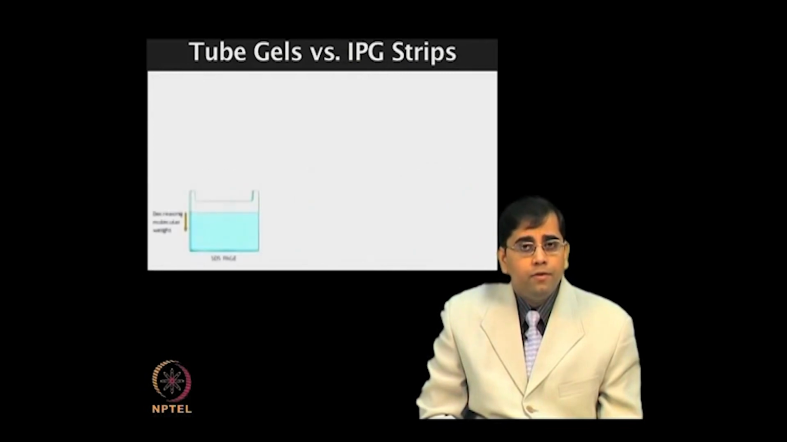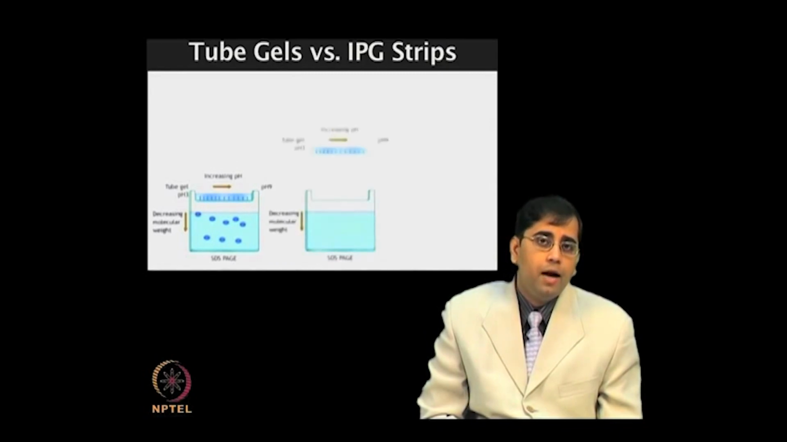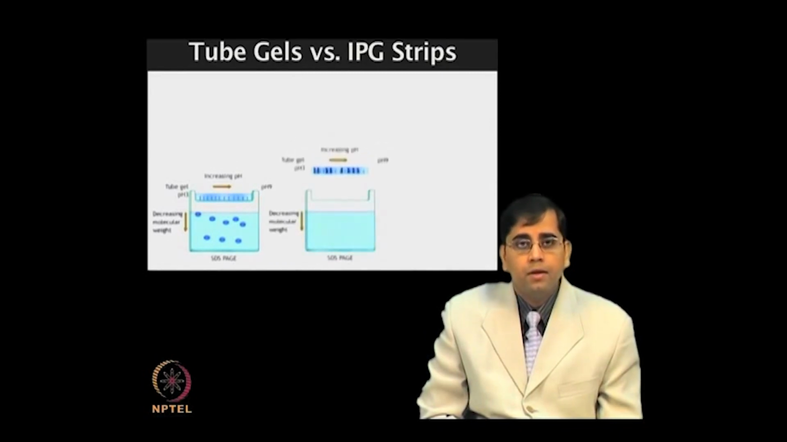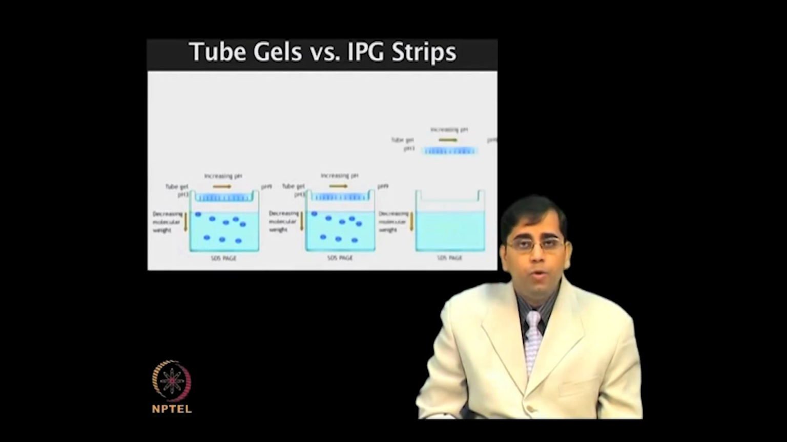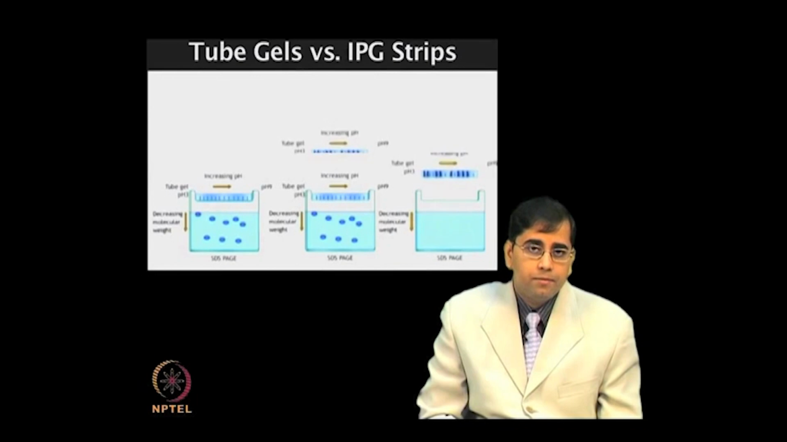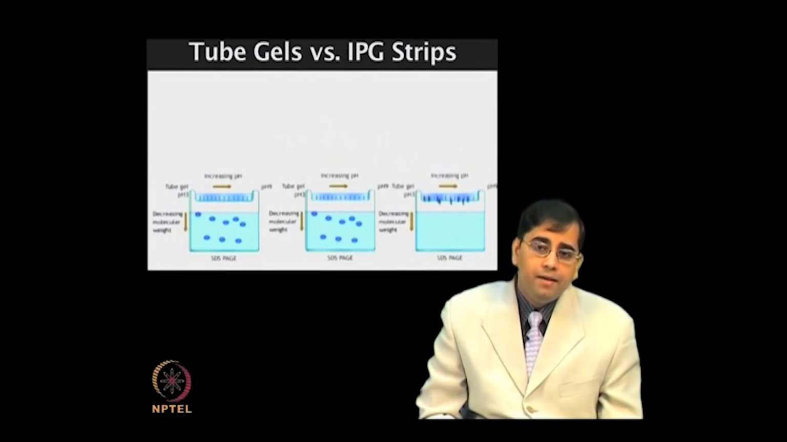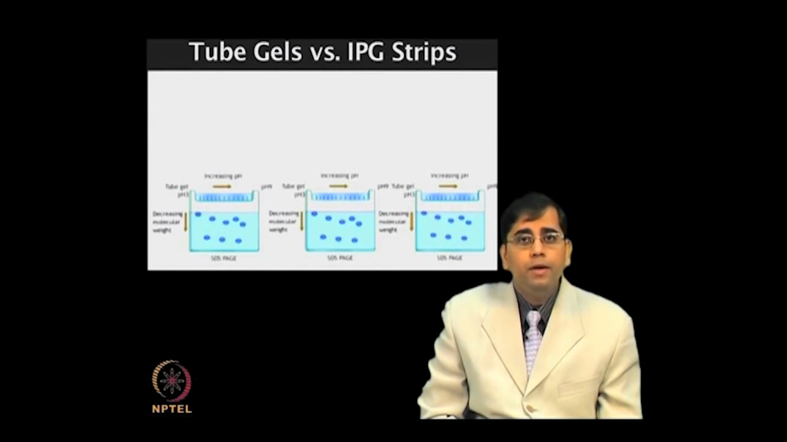Analysis of protein mixtures by two-dimensional electrophoresis using tube gels often resulted in variations in the gels. The problem of reproducibility was overcome to a large extent by the development of immobilized pH gradient strips, or IPG strips. Minimal gel to gel variation was observed when samples were run by two-dimensional electrophoresis employing IPG strips, which made this technique suitable for large scale proteomic applications.